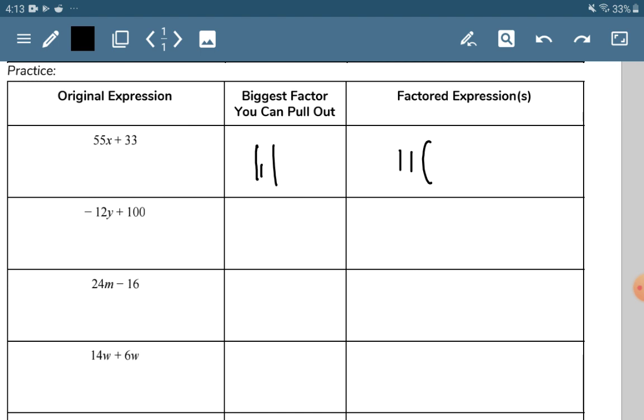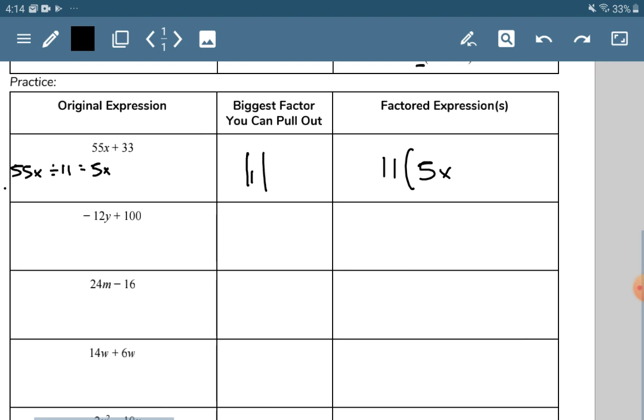So I'm going to go back to 55x and divide by 11. So I'll take 55x and divide by 11, and that's going to give me a positive 5x. That's the first thing I'm going to write in my parentheses. And I have a positive 33 or a plus 33. 33 divided by 11 is going to give me a positive 3. Since it's a positive, I will write a plus sign and then the number 3 and close my parentheses. This is now my factored expression. It looks a lot like what we previously learned we would have to distribute with, but like I said, we're working backwards.